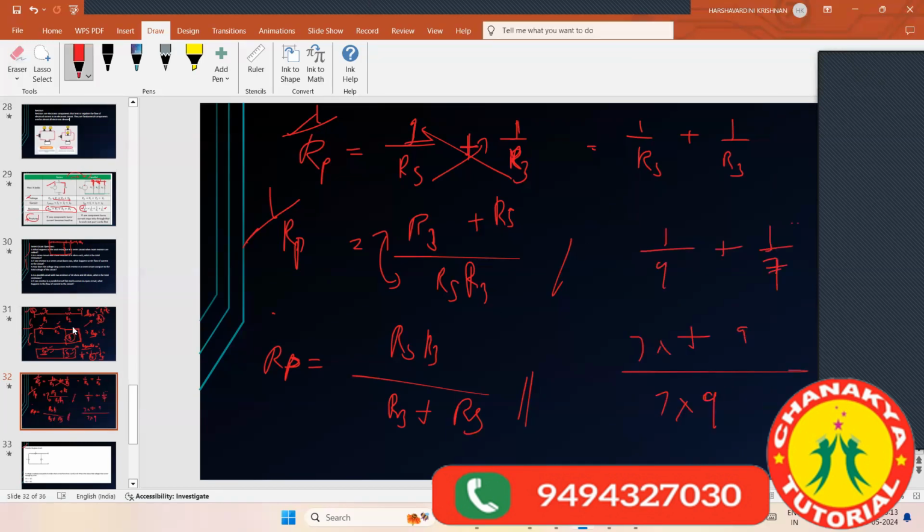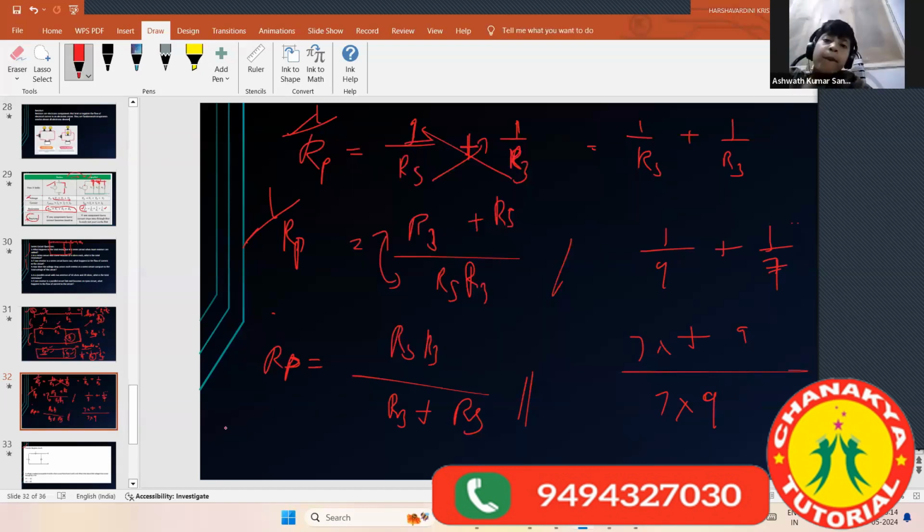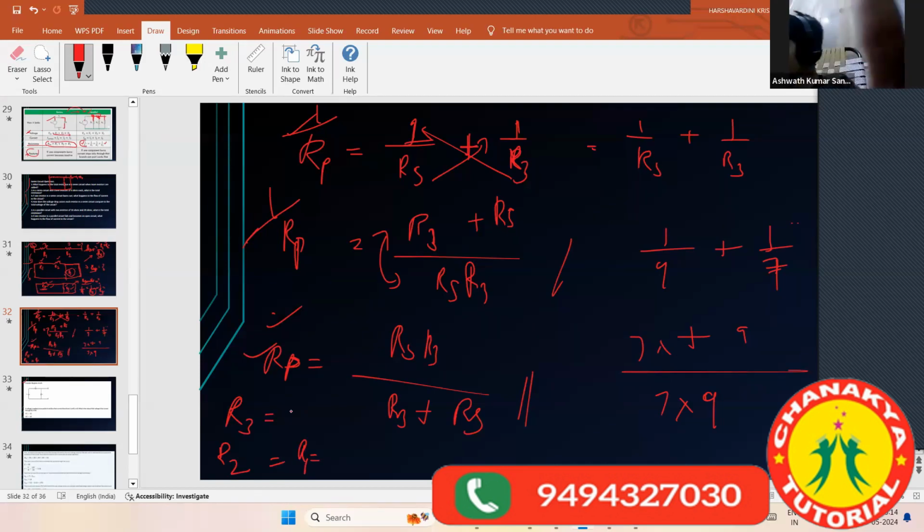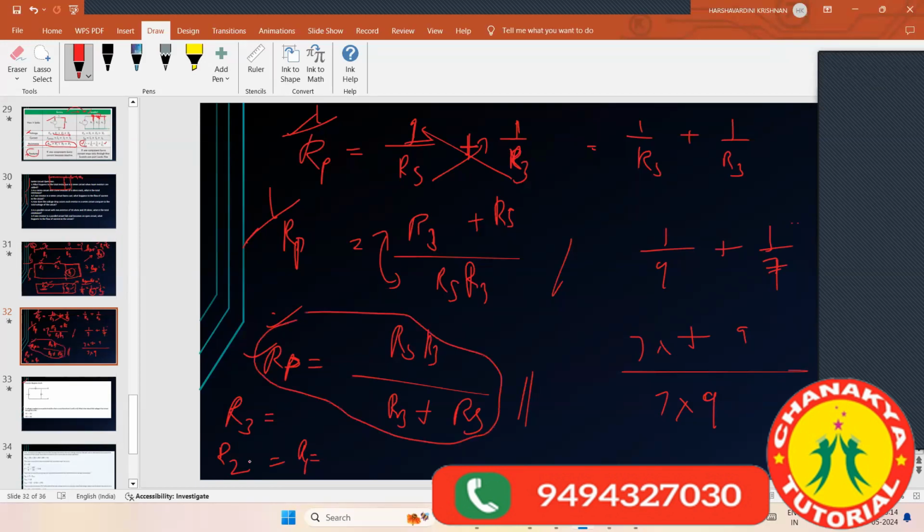Okay, so the final RP is that. Now if I'm giving you the values of R1, R2 and R3, can you tell me easily what the RP will be? Please note down this RP formula. Now I'm giving you the values: R3 will be 3, R2 will be 2, R1 will be 1. Now tell me the final RP.